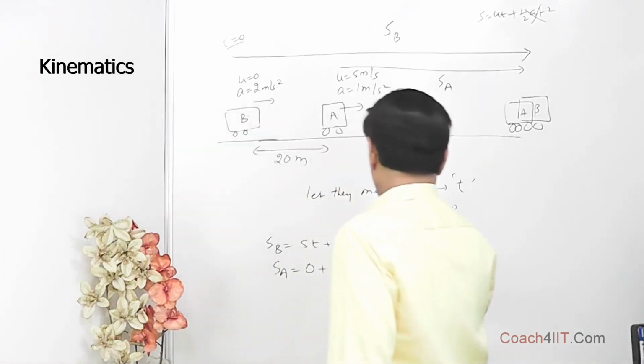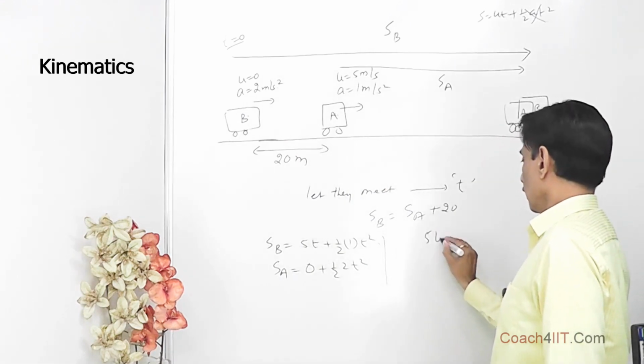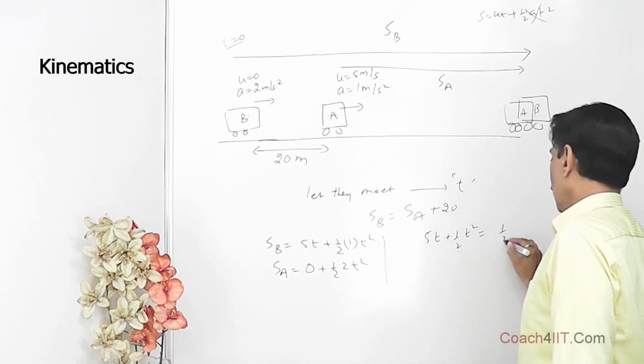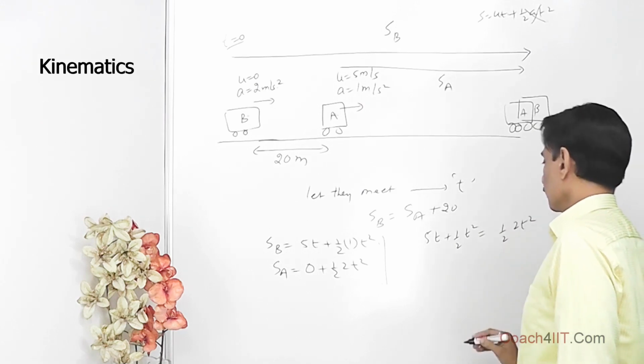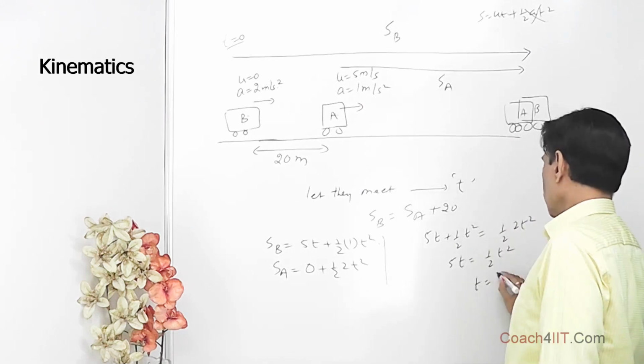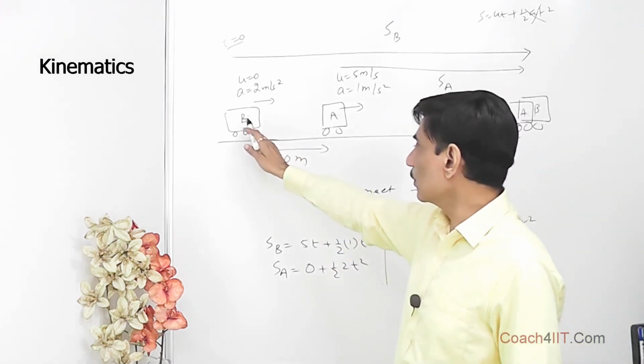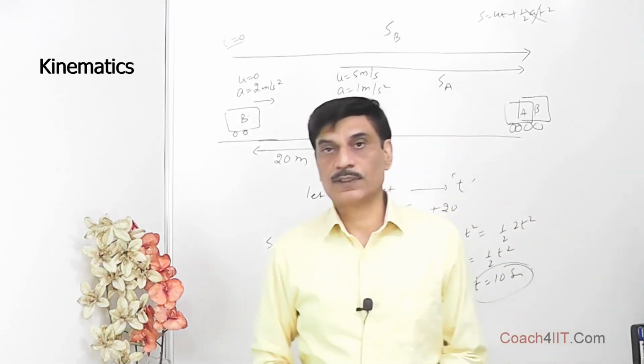Now we put these two in this. So SB is 5t plus half into t square is equal to half into 2 t square. T is not equal to 0, so t comes out to be 10 seconds. So it means in 10 seconds this body is going to catch up with this body.